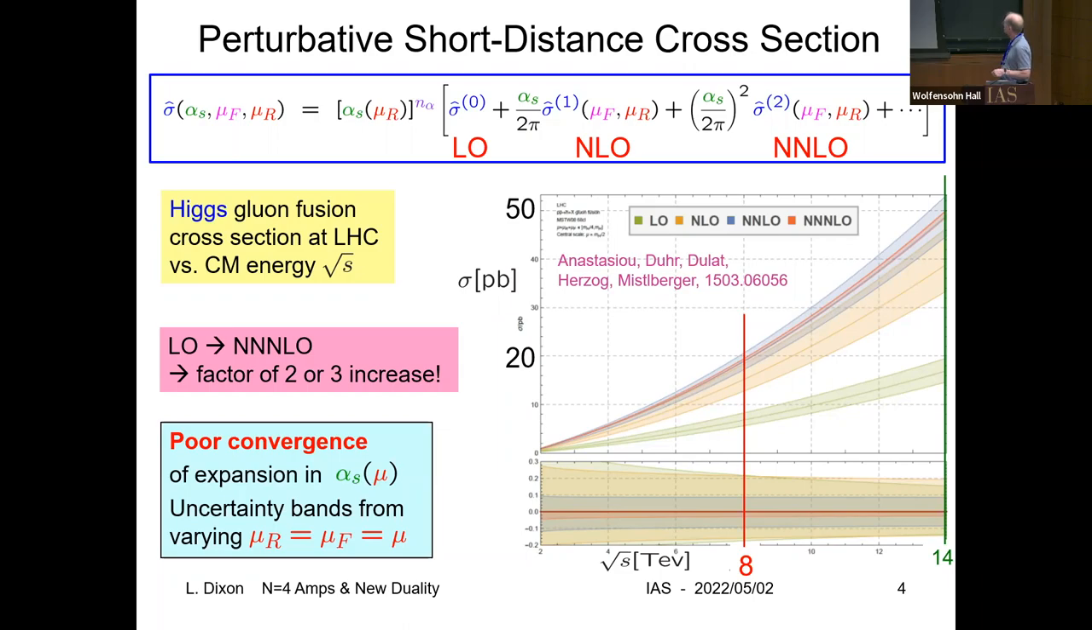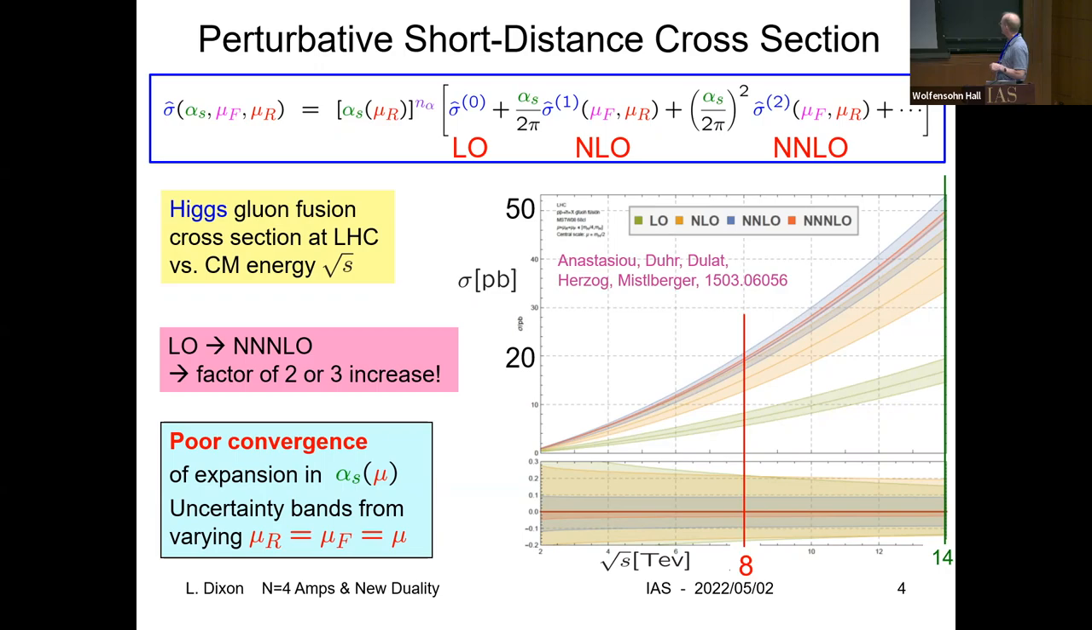But what you can also see here is that this curve is the leading order curve. This is the next to leading order curve, the next to next to leading order curve, and finally the N cubed LO curve, which was the result of a calculation about 5 or 6 years ago by Anastasiou, Duhr, Dulat, Herzog, and Mistlberger. And finally, the error bands start to become smaller. They're estimated by varying some artificial scales in the calculation, the renormalization and factorization scale.